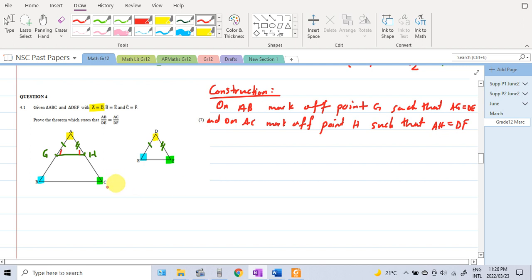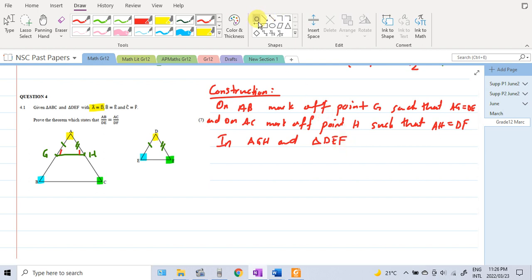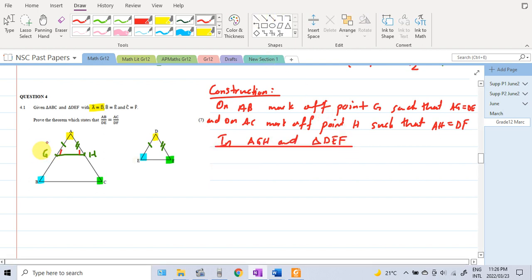Now what we need to show is that GH is parallel to BC. So we need to prove congruency in triangle AGH and triangle DEF. We can clearly see that we have side, angle, side. So let us write it down. First reason we're going to write is AG is equal to DE, that's by construction.